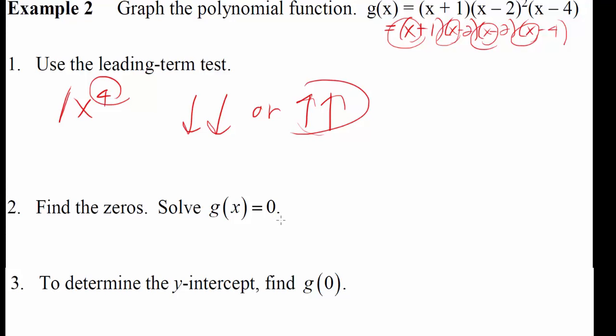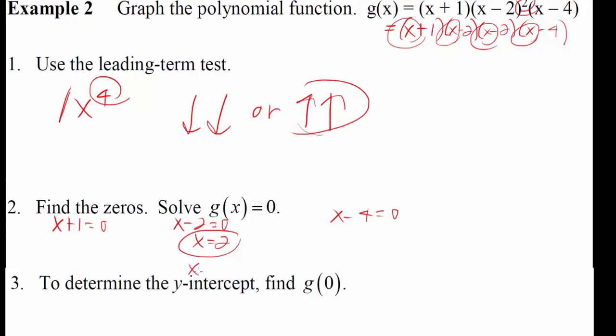Finding the zeros, solving for g of x equals 0, is a lot easier with this one because it's factored for me. So x plus 1 equals 0, x minus 2 equals 0, and x minus 4 equals 0. Right here I get that x equals 2. It has a multiplicity of 2 because it was squared.